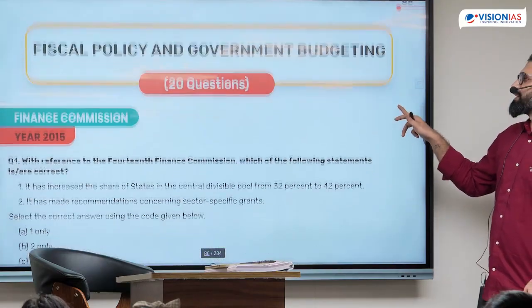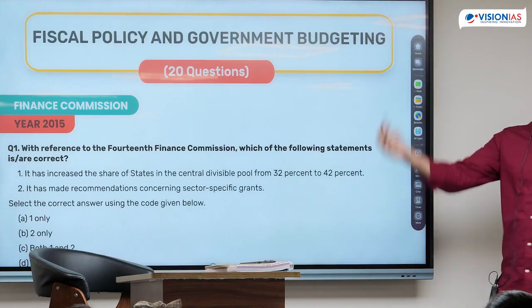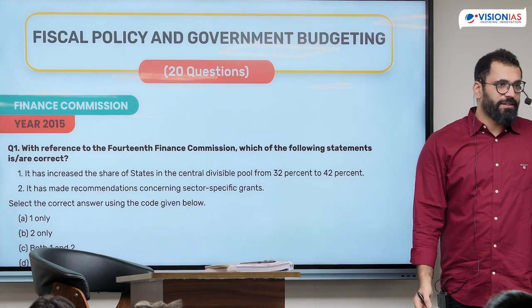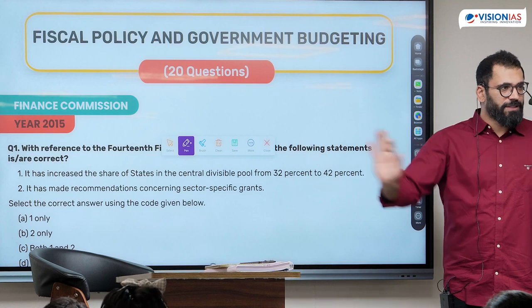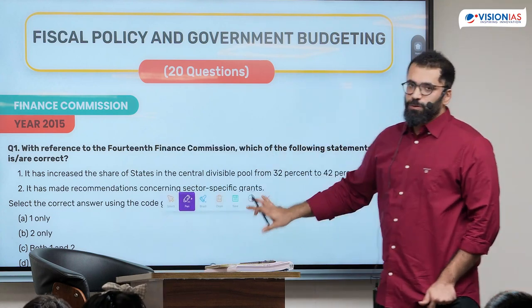Fiscal policy and government budgeting. Now, what are the type of questions they ask here? What do you understand by fiscal policy? This is an area where they have picked up in the last few years. They are asking multiple questions from this end. Fiscal policy means what?